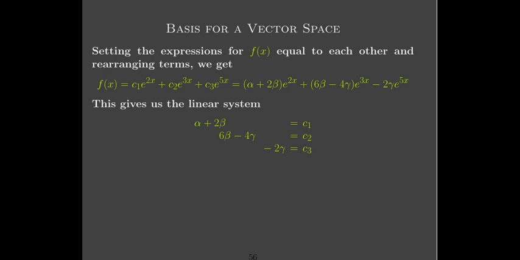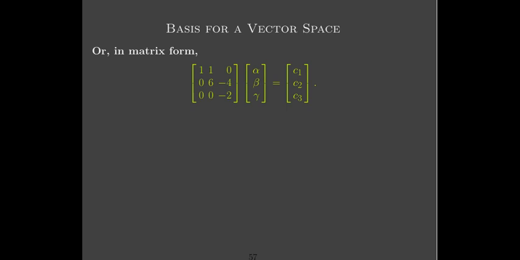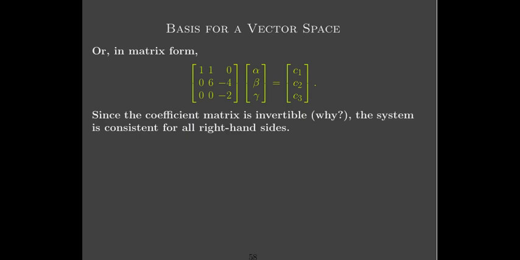So my unknowns here, if you want to think of it that way, are alpha, beta, and gamma. C1 and C2 and C3, we can consider those as fixed because they define the function f. And so we could rewrite that system in matrix form. Hopefully you watched the video on structured matrices, because then you'll know that this coefficient matrix is what we call an upper triangular matrix.